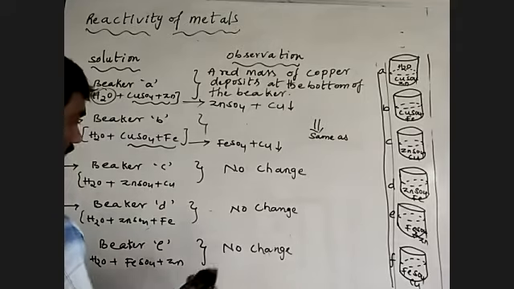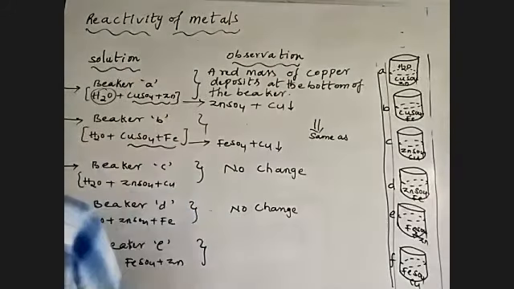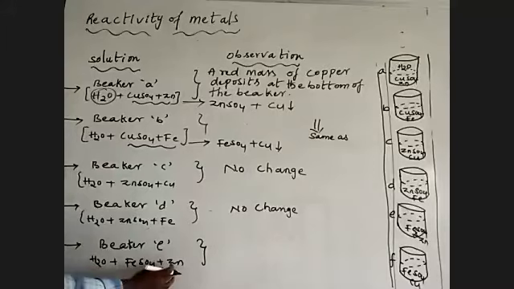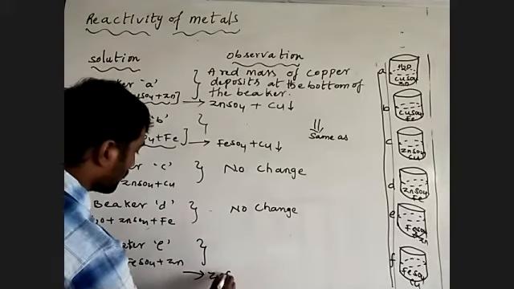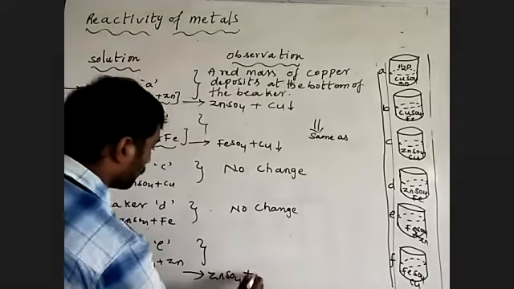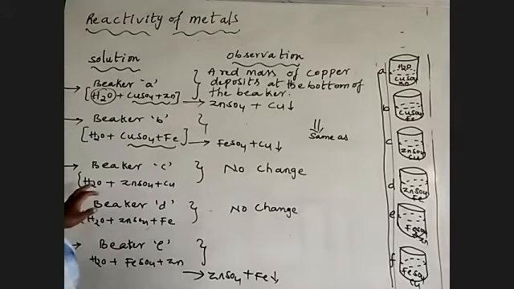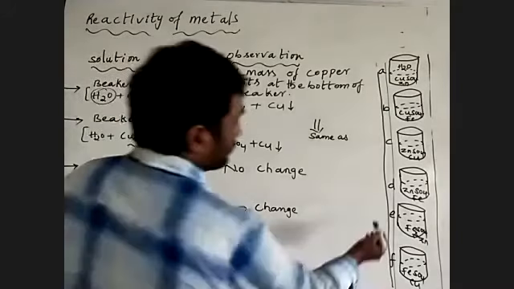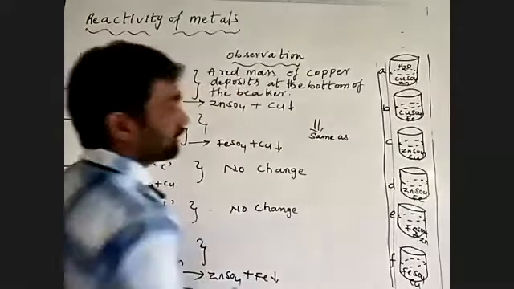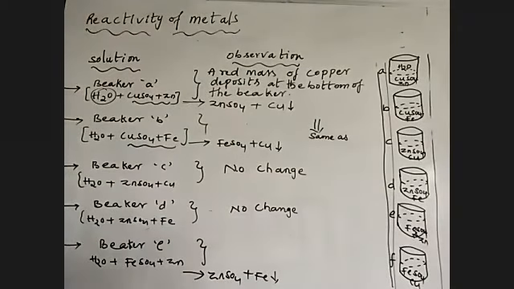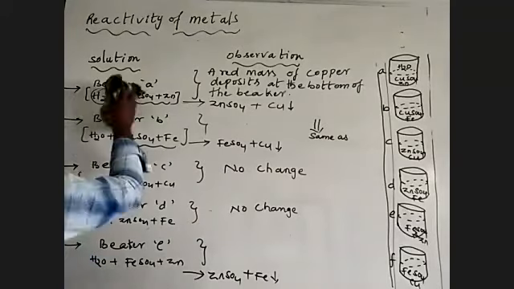Coming to talk about the changes here. Zinc can replace the iron, so it forms zinc sulfate and it gives iron. Okay, the color changes. And in the remaining beakers, C, D, and F, there is no reaction. Why there is no reaction in those, we will discuss.